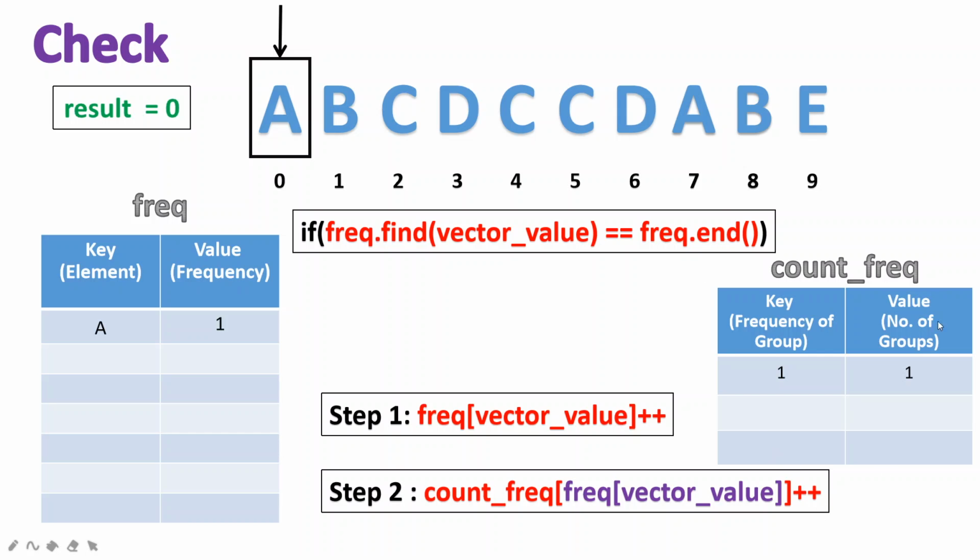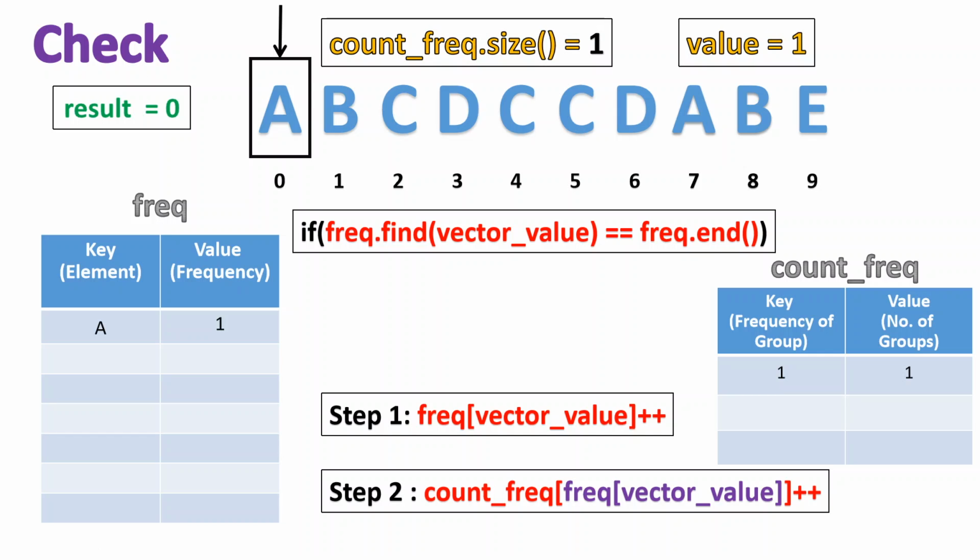Now at this point of time, we are done updating both the hash maps, and specifically the count frequency hash map, and we need to check whether the current prefix array is satisfying any conditions, and based on that we'll update the result value. So yes, it satisfies the condition, that is the key value pair are equal to 1.